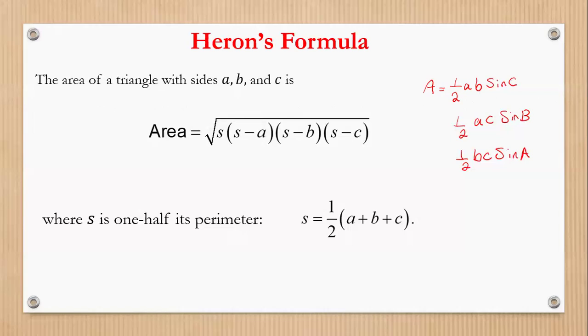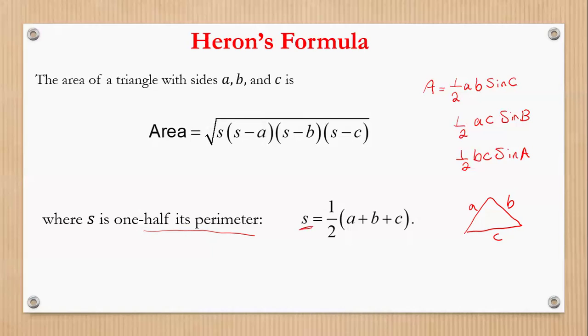But Heron's formula helps us to find the area if we have only the three sides of the triangle. If you have only three sides, not any angles, you can use this formula to find the area. As you see in the formula, we need S, which is half of the perimeter. The perimeter of any triangle is just adding all three sides. If you add A plus B plus C, you get the perimeter, and if you divide that answer by 2, you get S.